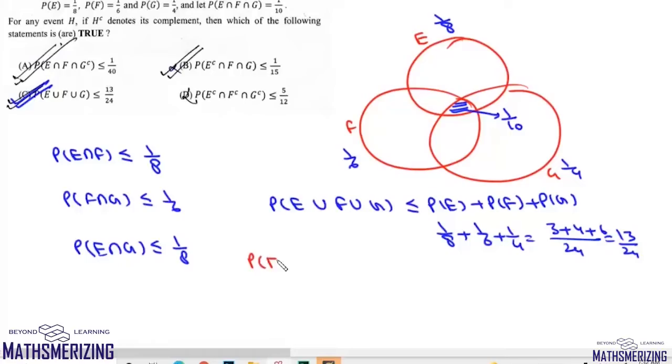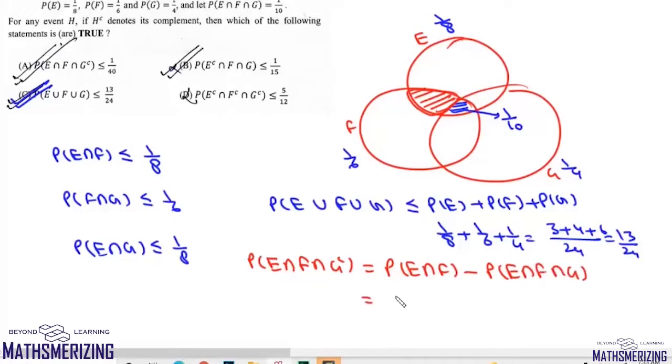Now if we look at this probability, the probability of E intersection F intersection G naught. The probability of E intersection F intersection G naught is actually this probability. This probability is equal to the probability of E intersection F minus the probability of E intersection F intersection G.